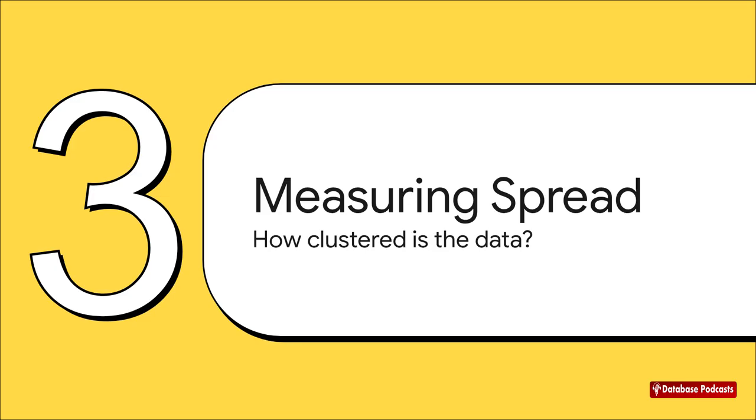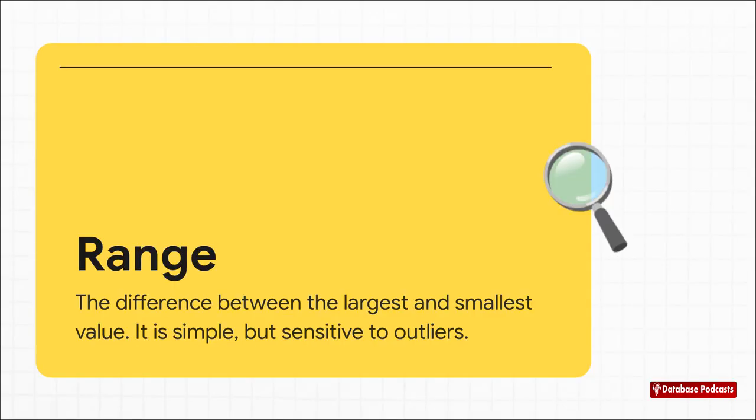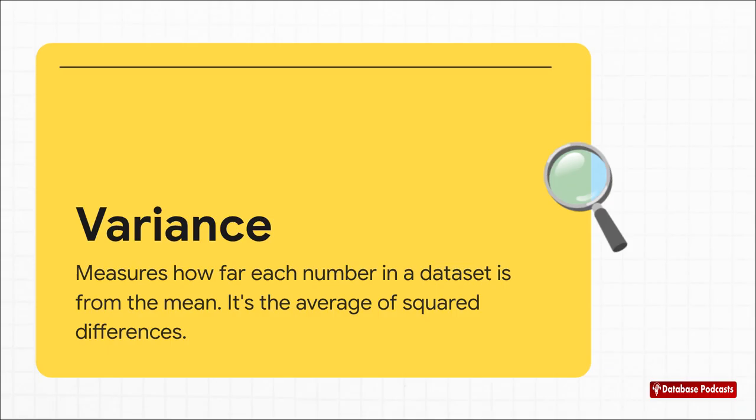Are all the data points kind of bunched up together, or are they spread out far and wide? Now, the simplest way to get a feel for this is the range. You just take the biggest value and subtract the smallest value. Done. Super simple. But simple isn't always best. A much more powerful measure is something called variance. This basically tells us, on average, how far away each data point is from the mean. It's a really solid concept, but it's got this one weird quirk.